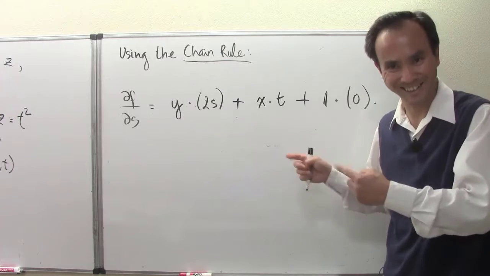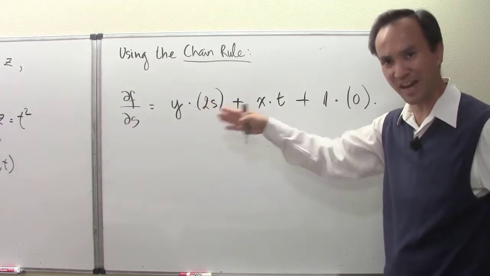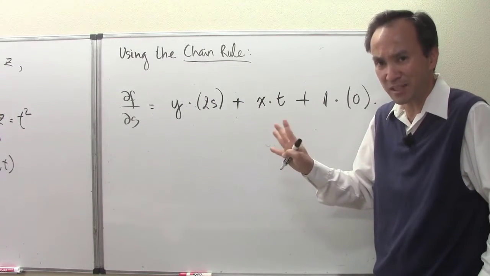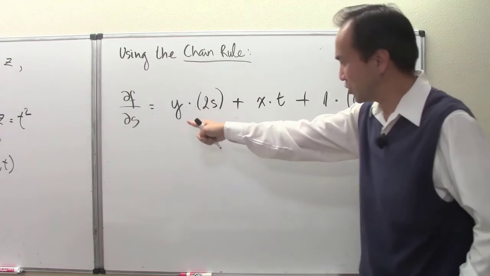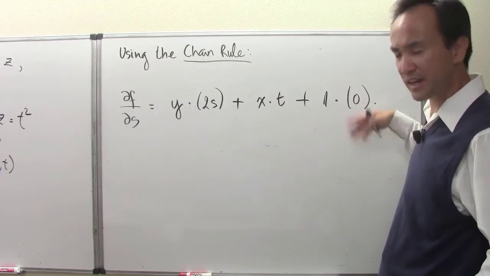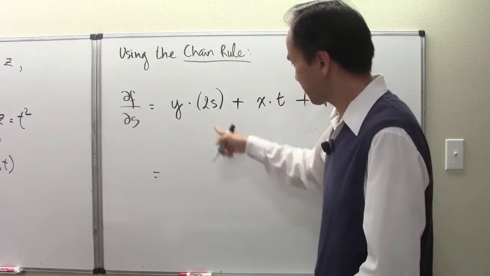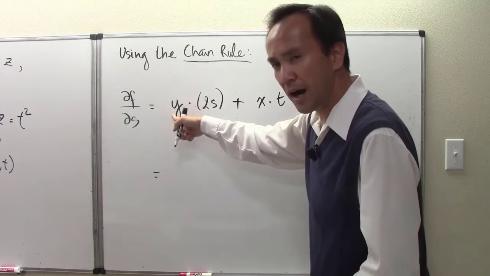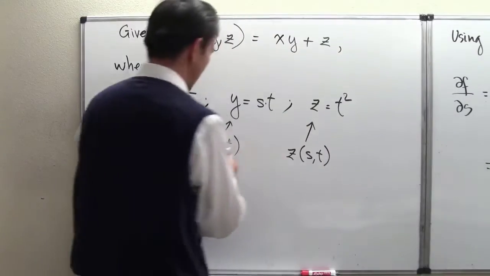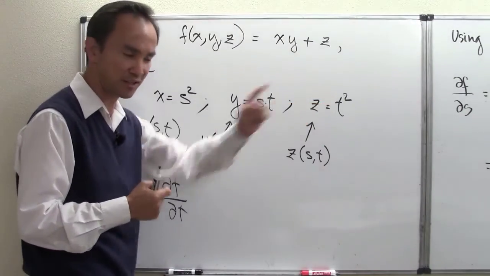Of course I understand that you have a lot of questions, but right now I'm just telling you that's how I'm doing it with a slightly different method, and I didn't give much explanation yet. All of a sudden I'm just throwing at you a y times 2s, x times t, and then plus a 1 times 0. In the next step, see 2s. Now y here is explicitly defined as s times t, so I can substitute that into my current result.